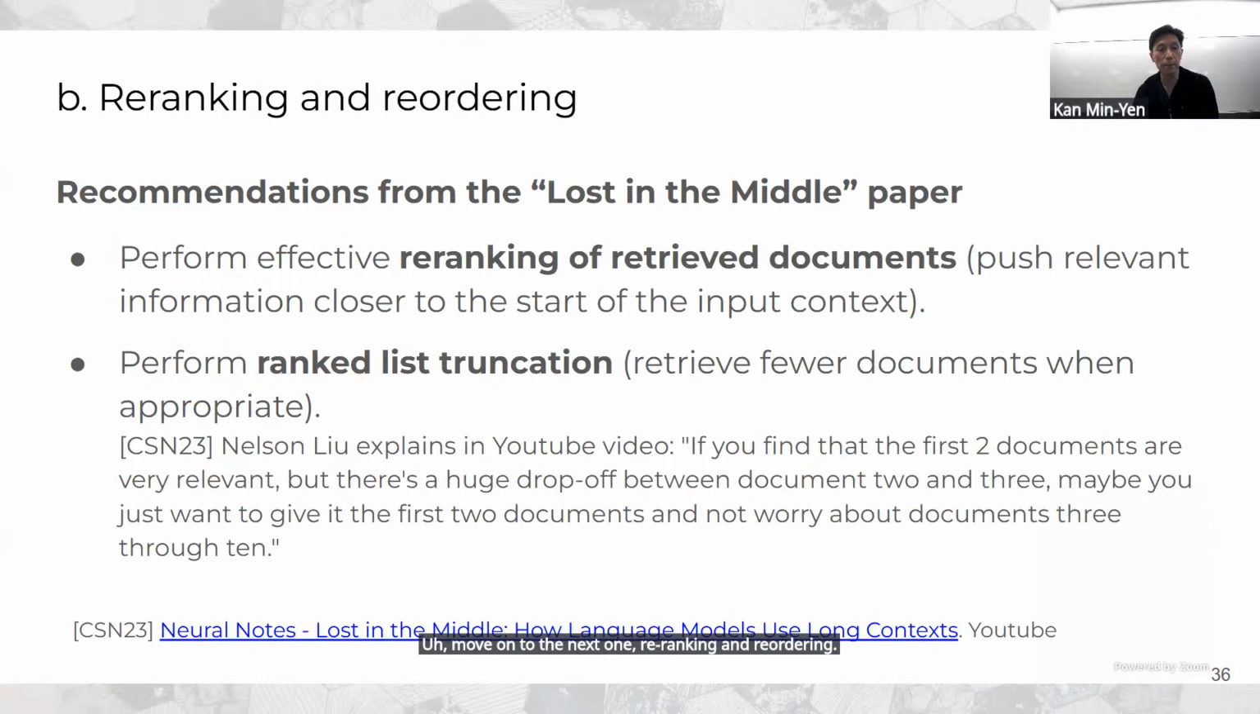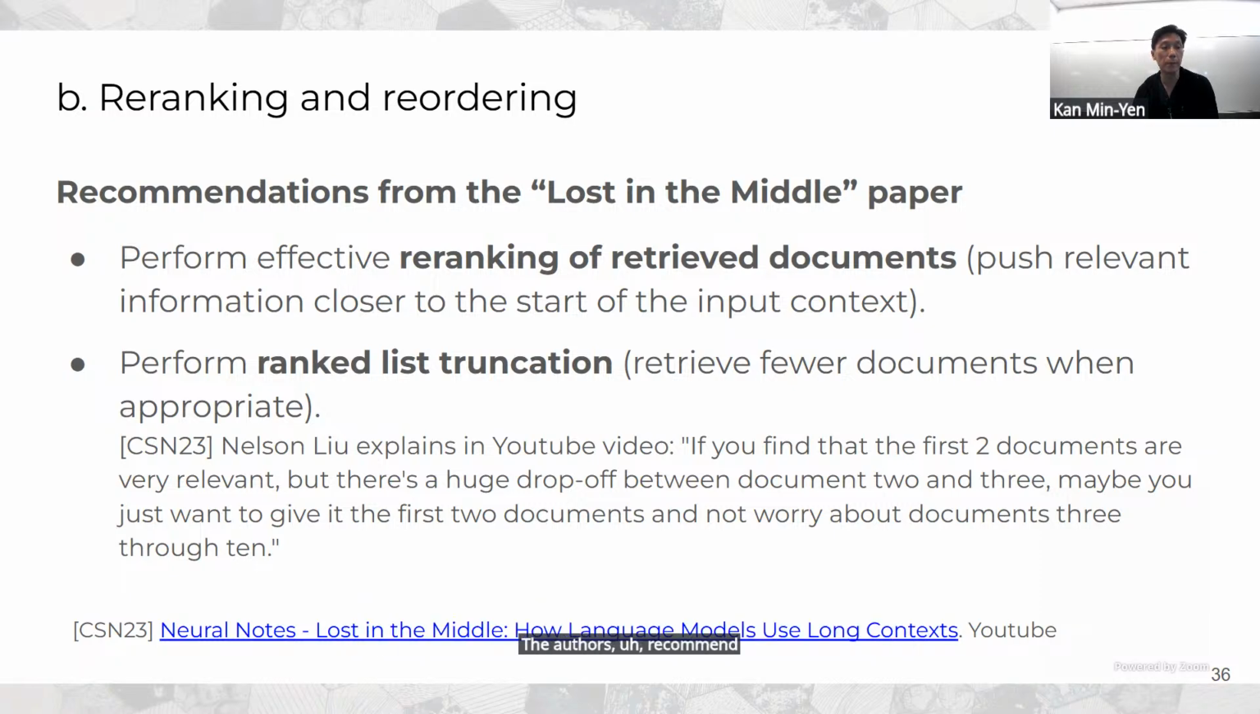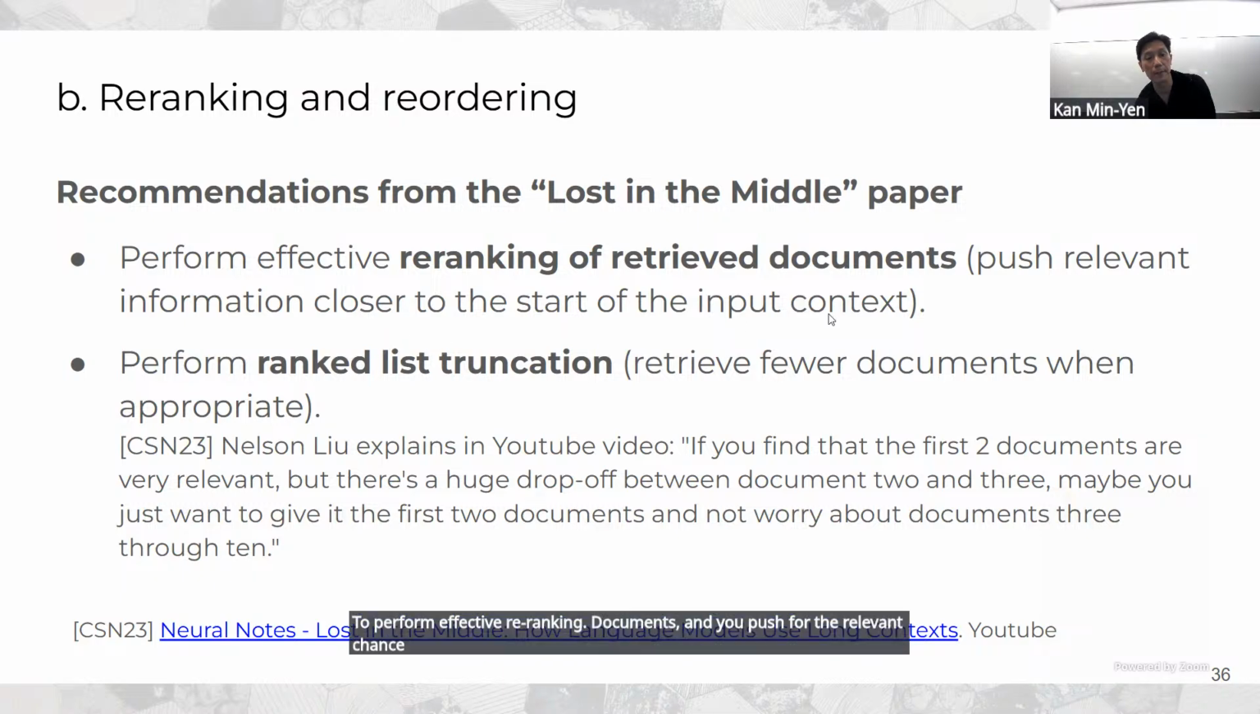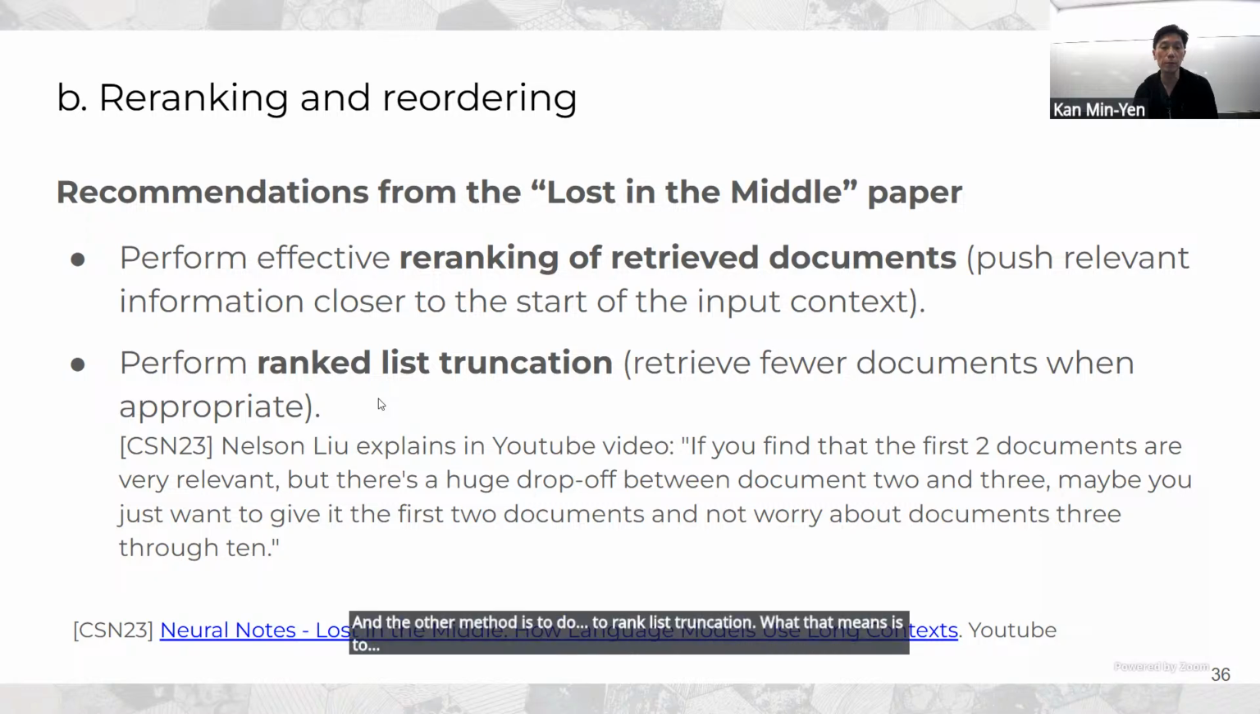In the lost in the middle paper, the authors recommend two methods. The first method is to perform effective re-ranking: retrieve documents, and you push the relevant chunks closer to the start of the input text. And the other method is to do ranked list truncation. What that means is to retrieve fewer documents when appropriate. You don't try to fill up the entire context window.